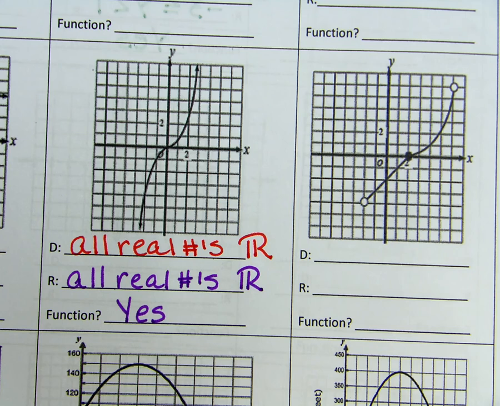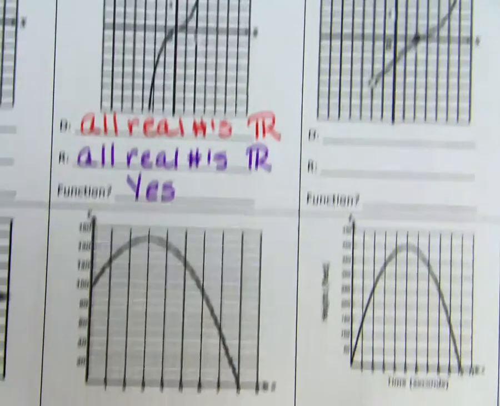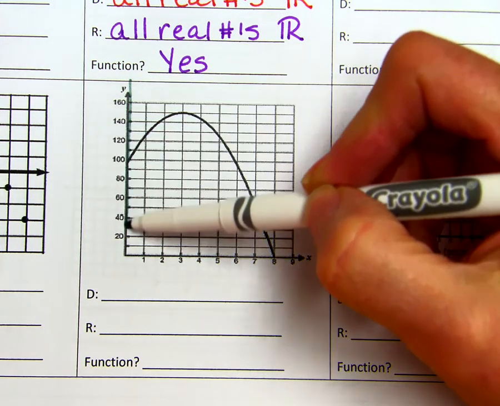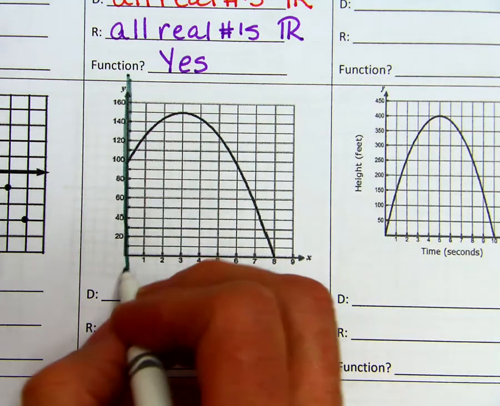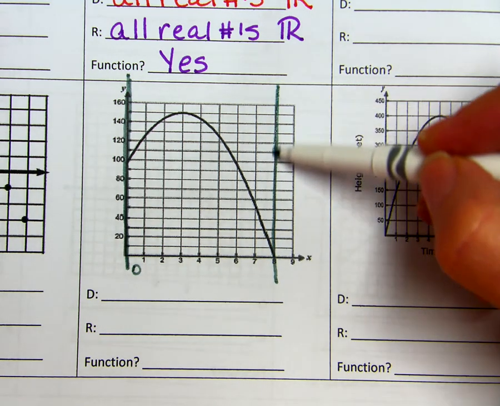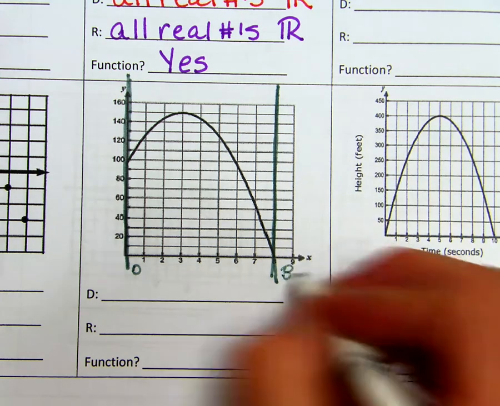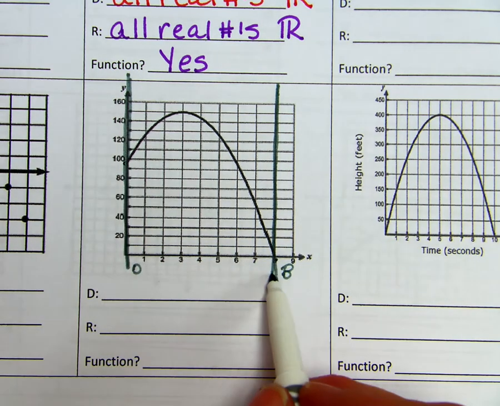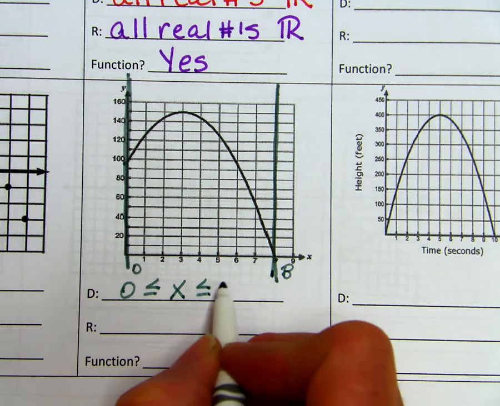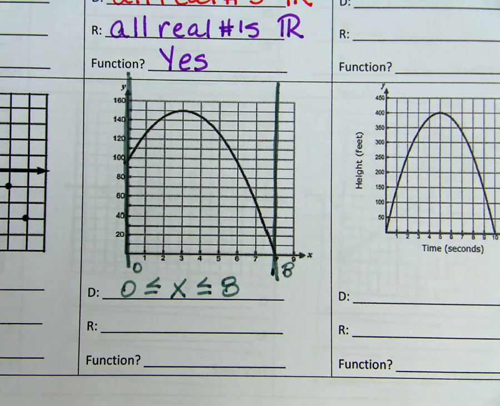We have one last example to look at, and that will be this one here. We have this parabola that on the left side, the x boundary is right here at 0. And on the right side, we have a boundary of 8. These are both included. So we have 0 is less than or equal to x, which is less than or equal to 8. And then we have our range.